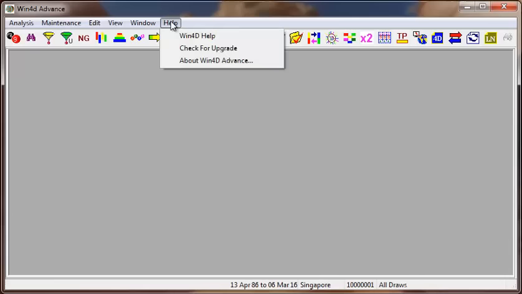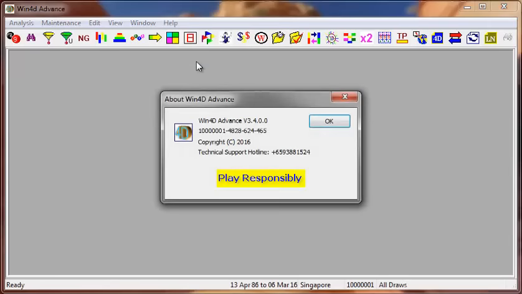Now, before we start to discuss the 4D numbers, do allow me to make one very important announcement to all of you. If you have got Win4D Advance, all you need to do is click and check about Win4D Advance. You can see for yourself that Win4D Advance, our latest version currently, is version 3.4. In other words, as long as you have got Win4D Advance in hand, please check.